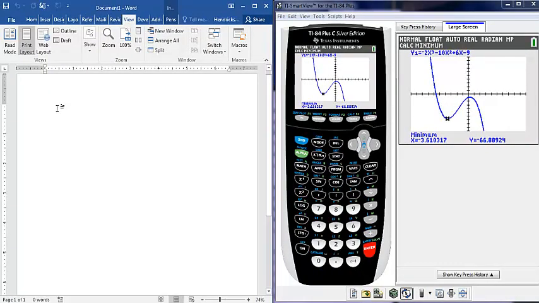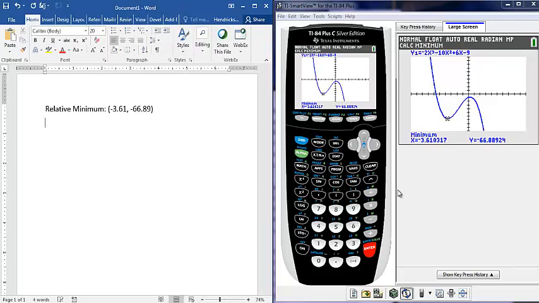And so it's telling me here that a minimum point that I have is at, what is that, negative 3.61, comma, negative 66.89.